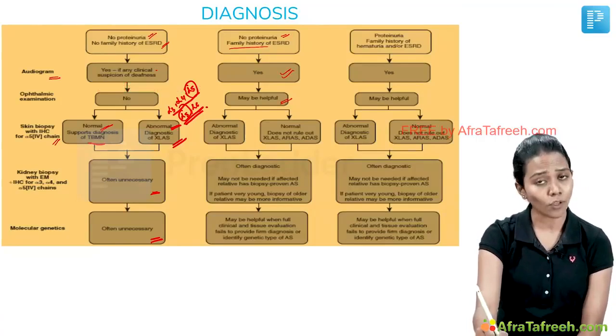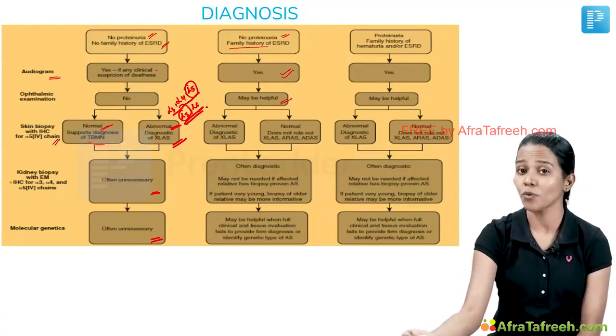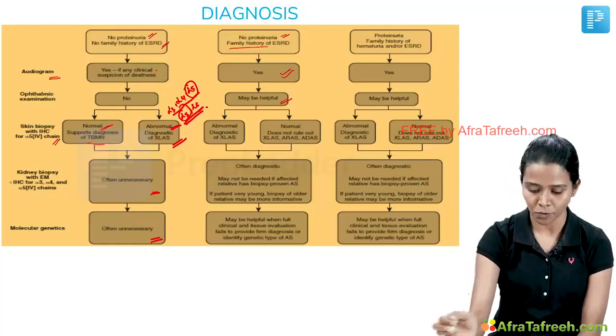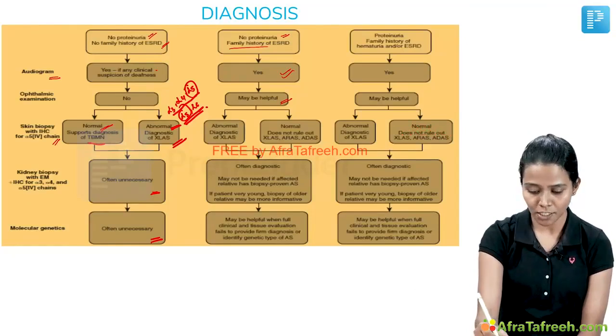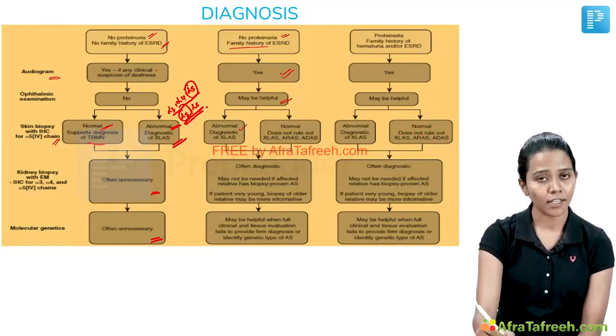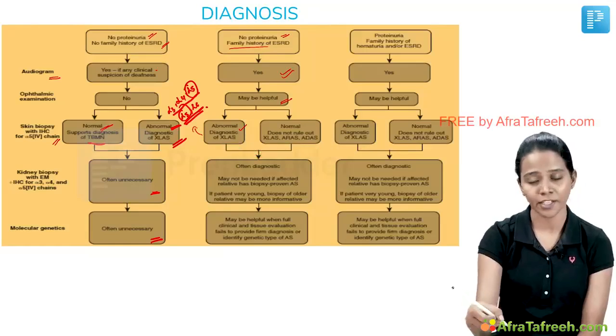Ophthalmic examination also may be helpful, because if there is ESRD, there is more chance of eye findings coming. Okay. Then skin biopsy has to be done. If skin biopsy is abnormal, it is diagnostic of X-linked Alport syndrome. That is the same thing if alpha 5 is absent.